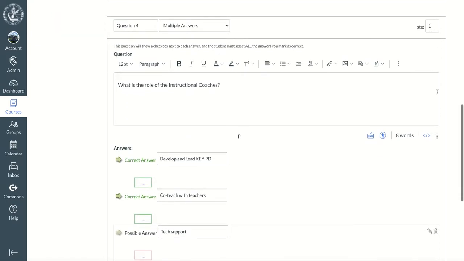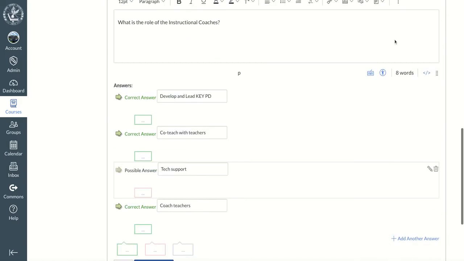A lot of times I will make it out of 3 points, but then kids catch on and they realize that means there are three answers. But I could say, what are the three roles of the instructional coaches? And then I can make it out of 3 points. The way that Canvas grades it is if you make it out of 1 point and there's three answers, they'll give them point 3 for each of their answer options.